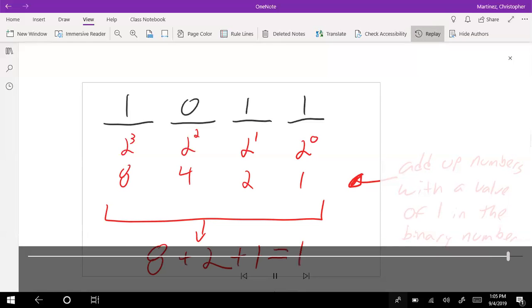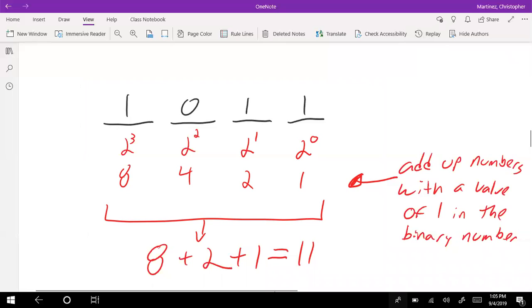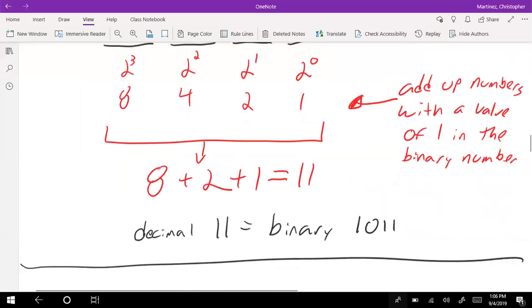So we're going to add up the numbers with a value of 1 in the binary spot. So that would give us, I have a 1 on the 8, so that's 8, plus I have a 0, so I'm not going to use this 4, a 1, so that's a 2, a 1 with a 1, 8 plus 2 plus 1 will give us the value of 11. So we know that 1011 is 11 in decimal.